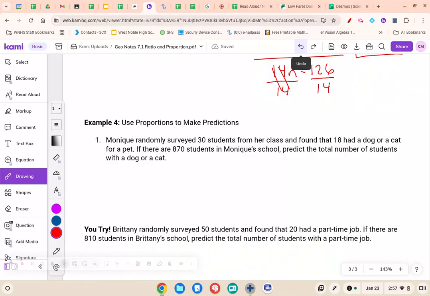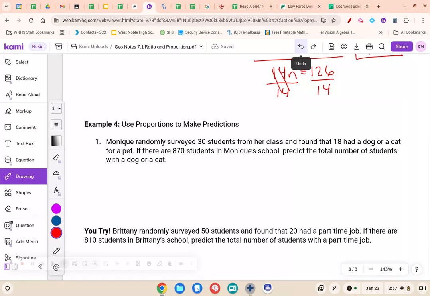There actually are a ton of ways you can set this up. I'm just going to pick one of them. So I am going to pick the number of students with a cat or dog to the total. That just makes sense to me. And then if I want to estimate for the whole school, I'm trying to find the number of students with a cat or dog to the total number of students. So I have 2 different ratios set up here. I can put these into a proportion.